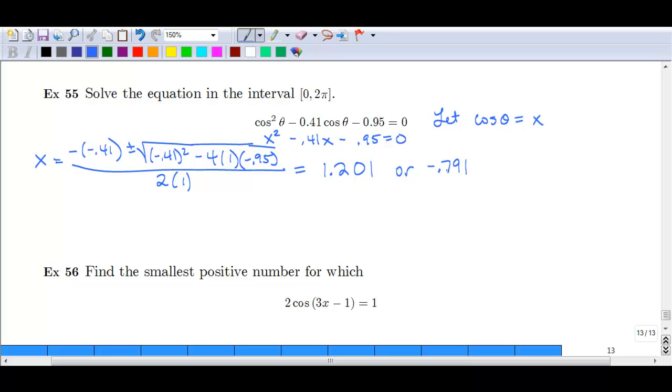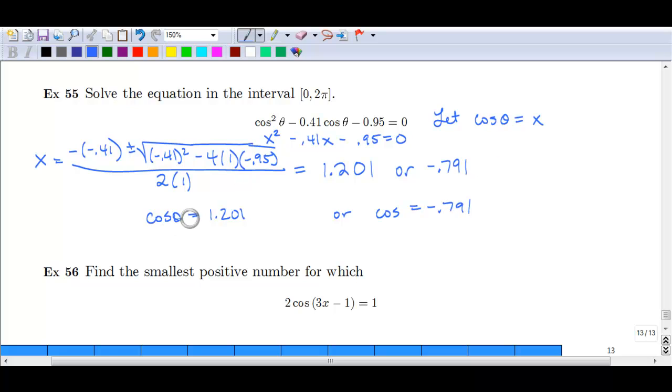And again here, these are not the answers. These are what cosine of theta is equal to. Because again, remember, x is equal to cosine. So cosine of theta is equal to 1.201, or cosine of theta is equal to negative 0.791.